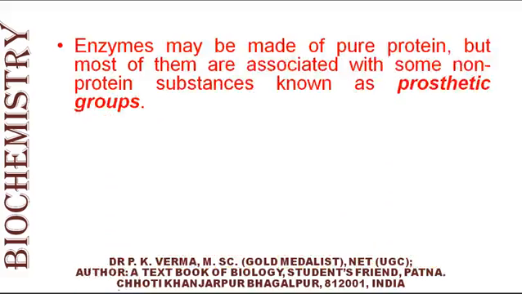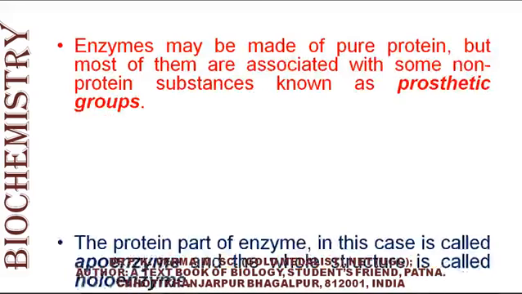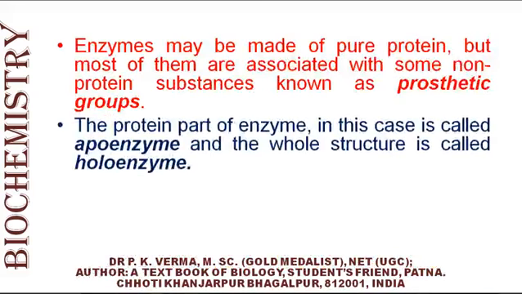Enzymes may be made of pure protein, but most of them are associated with some non-protein substances known as prosthetic groups. The protein part of enzyme in this case is called apoenzyme, and the whole structure is called holoenzyme that includes apoenzyme and the prosthetic groups.